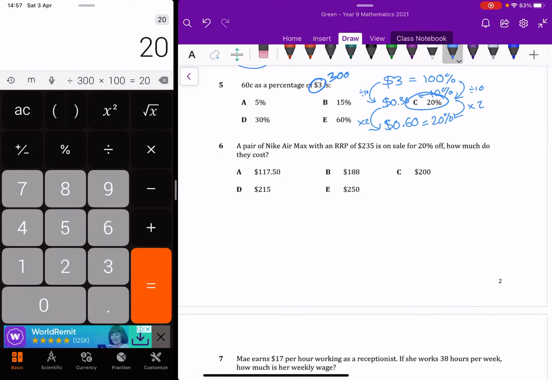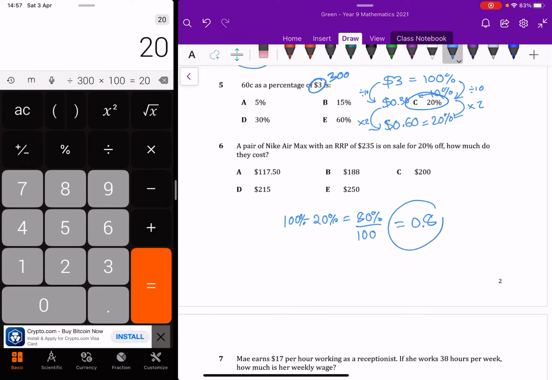So it's on sale for 20% off. So remember what we do to find out 20% off. We do 100 minus our 20%. So we've got 100% minus our 20%. So that means we're still paying 80%. And we do this divided by 100. So we get 0.8. All right, and this is our multiplier.